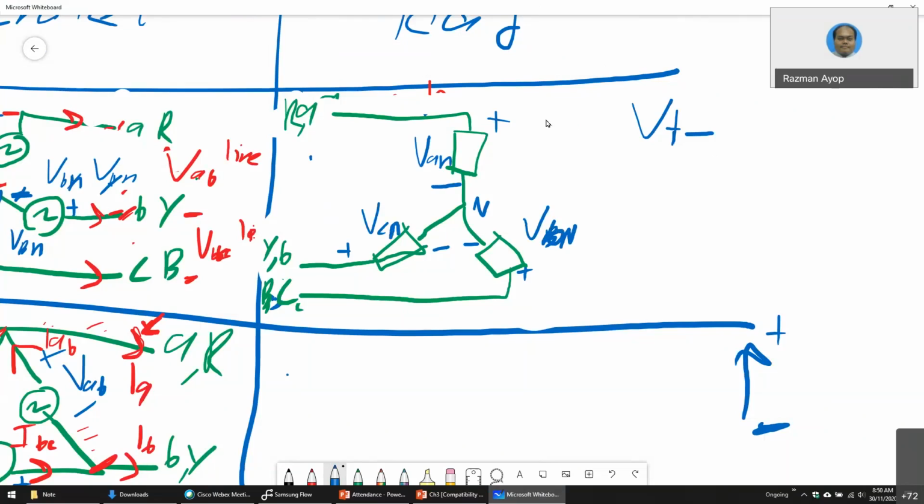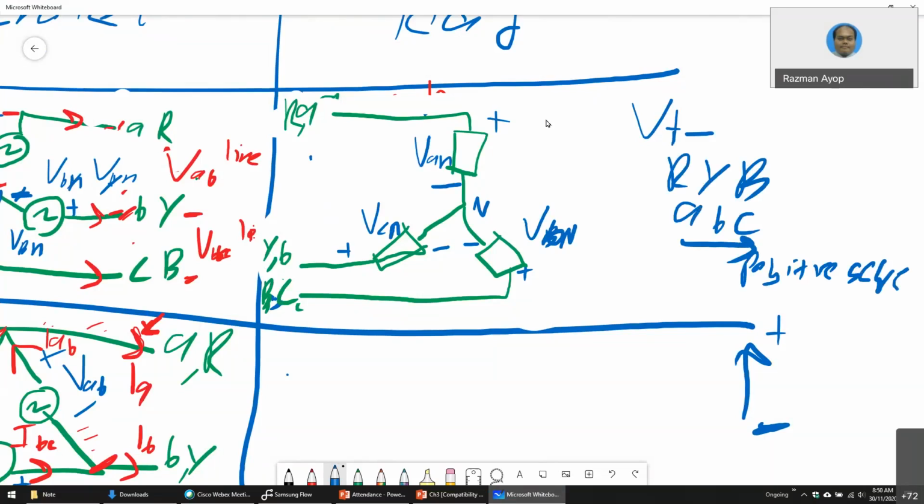Okay, so this one is called phase voltage. There are also phase current and line voltage. This is phase voltage, and this one is line voltage. Remember, R, Y, B or A, B, C always goes increasing. Positive sequence.